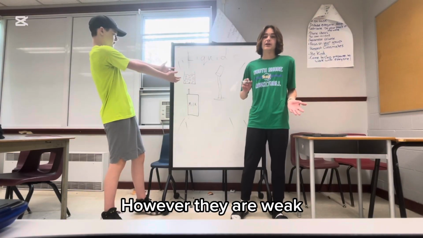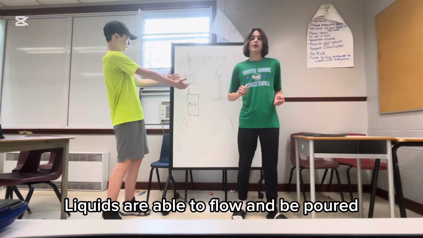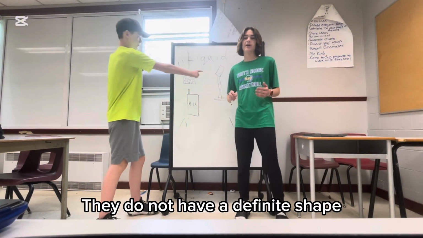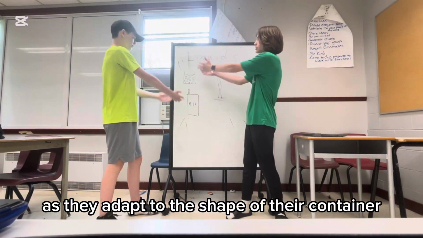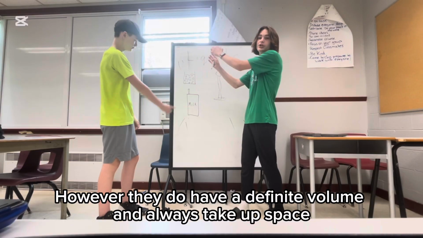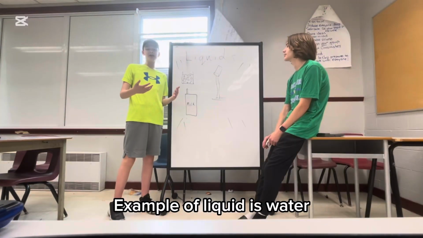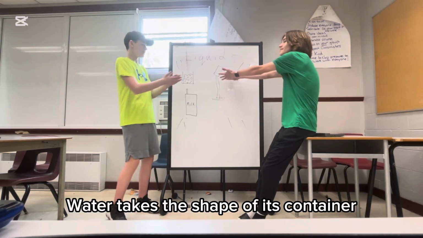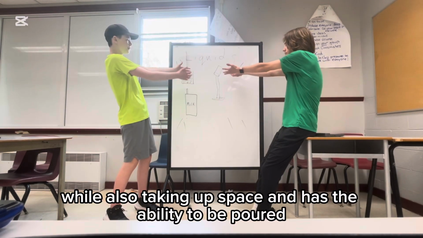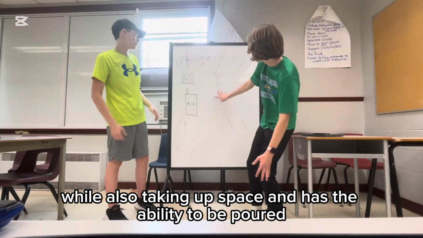However, they are weak. Due to this ability, liquids are able to flow and be poured. They do not have a definite shape as they adapt to the shape of their container. However, they do have a definite volume and always take up space. An example of a liquid is water. Water takes the shape of its container while also taking up space. And has the ability to be poured.